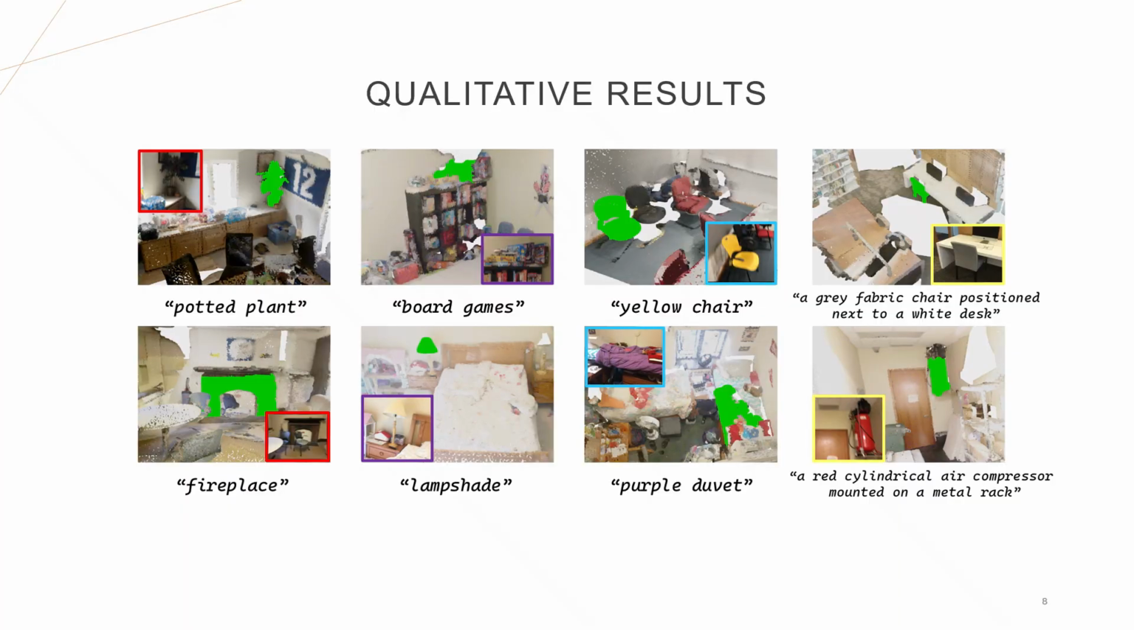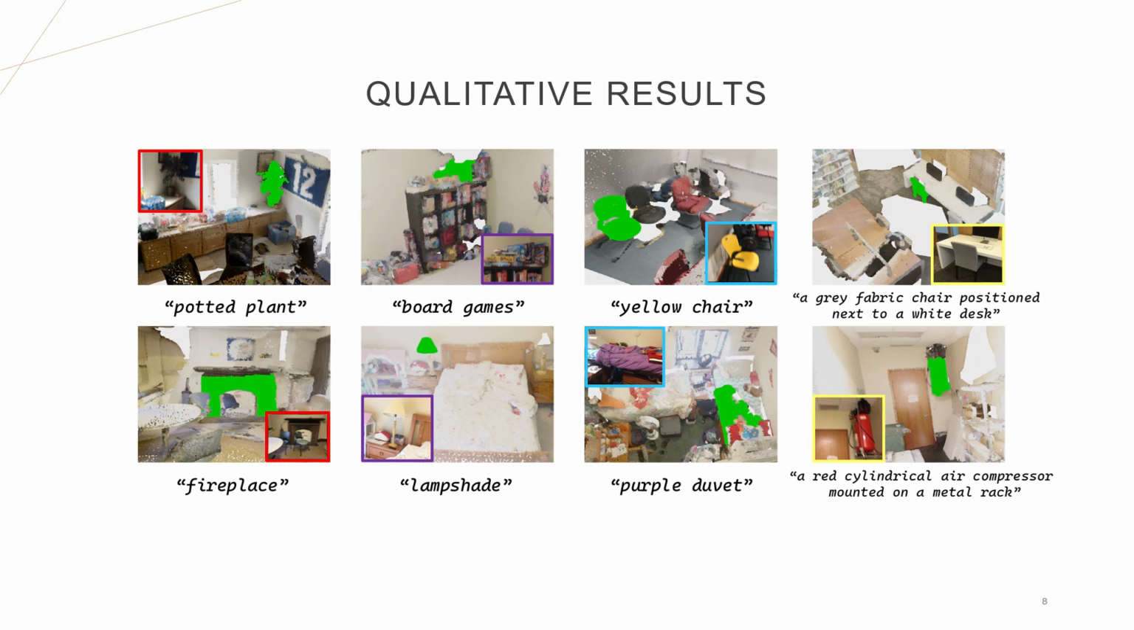Numbers tell one side of the story. Let me show you some visual results. In this figure, each colored box or mask highlights an object segmented by our framework. What's important to notice is that OV3D-CG can handle a wide range of object types, even those that are rare or unusual.